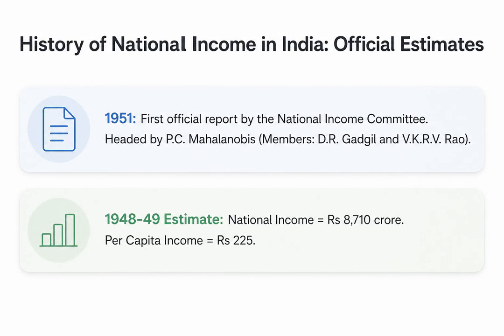After independence, the Indian government needed a formalized system. The first official attempt to compute national income was led by P.C. Mahalanobis, who headed the newly appointed National Income Committee. Their first report, presented in 1951, estimated that for the year 1948 to 1949, India's national income was 8,710 crore rupees, with a per capita income of 225 rupees.